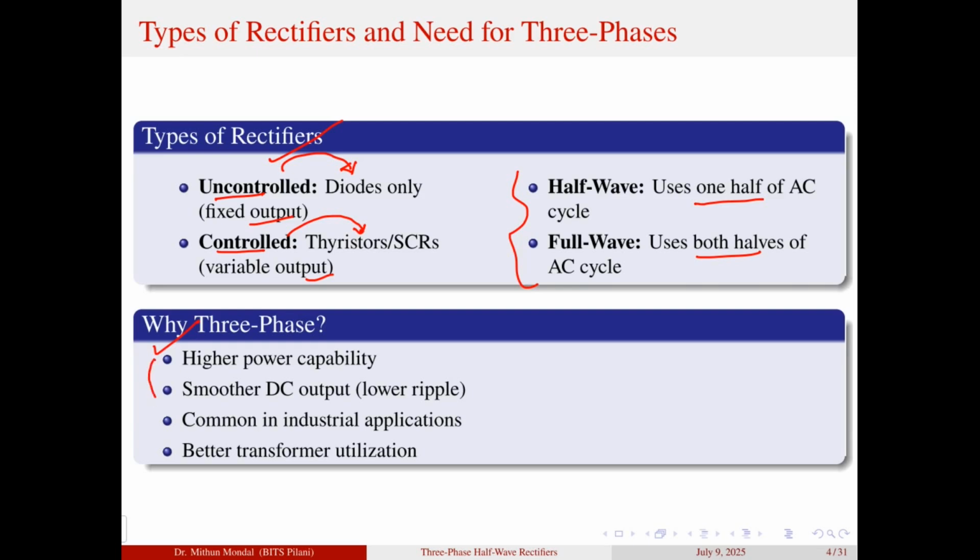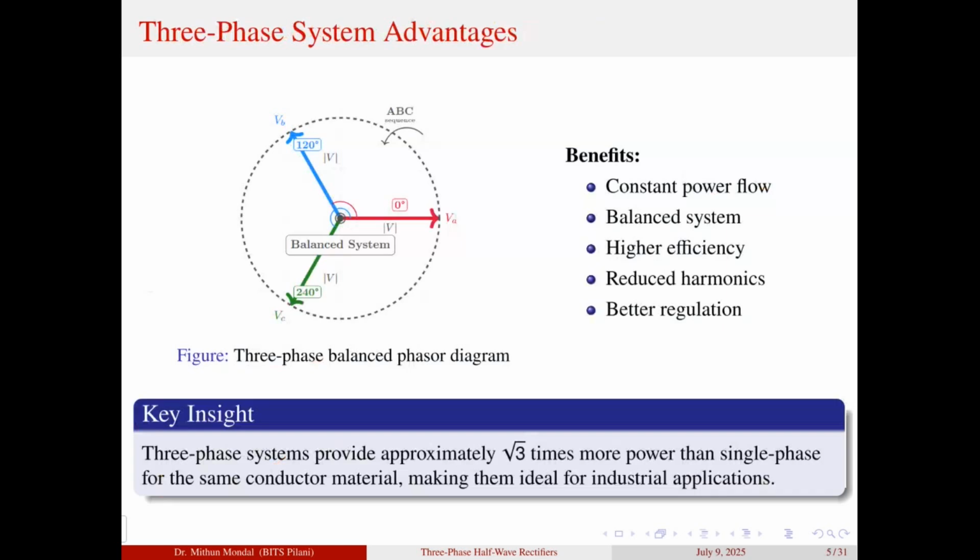Now why are we going with three phase? Because of certain advantages, that is higher power capability, a smoother DC output because you will have lower ripples, it is more common in industrial applications as compared to single phase, and the transformer utilization factor is also better. So the three phase system has certain advantages.